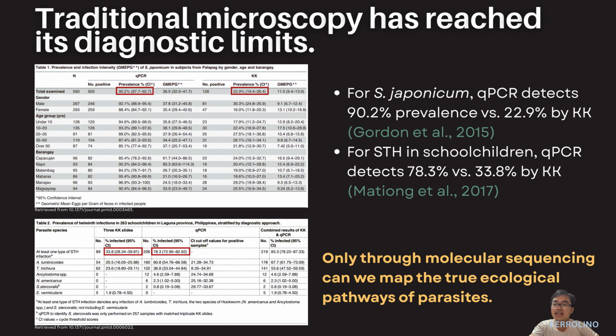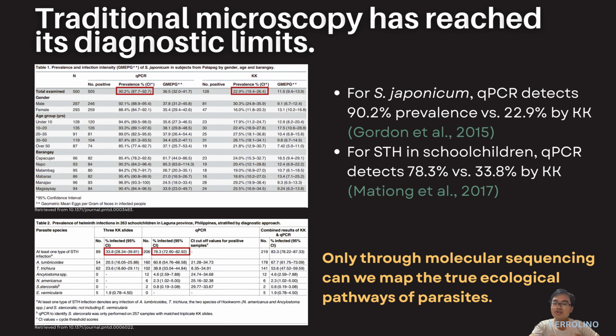So summing up what has been discussed so far, only through molecular sequencing can we map the true ecological pathways. We are currently underestimating our national parasite burden by a factor of 3 to 4. We cannot reach our 2030 elimination targets using 22.9% accuracy when the reality is 90.2%. So to conclude, we have looked at the Ricard case study in Mindanao, which discovered a new host, and the Samar studies which proved that our current prevalence data is fundamentally flawed.